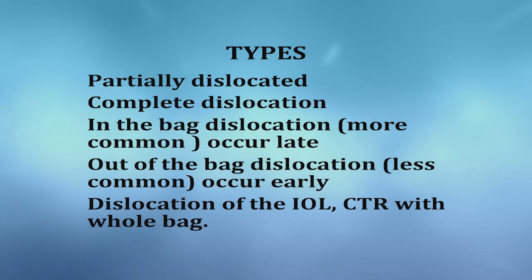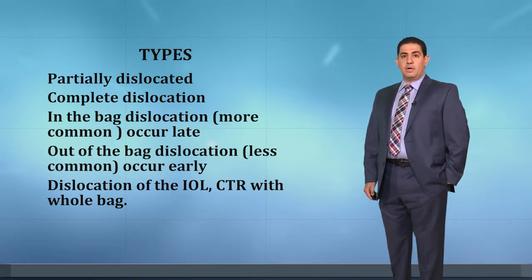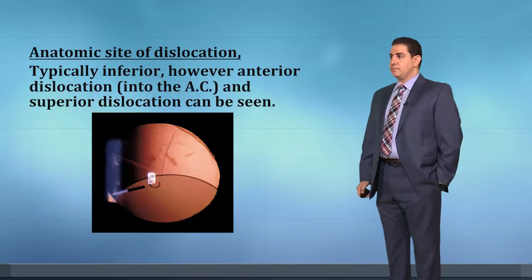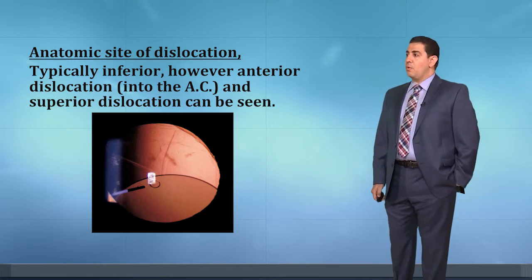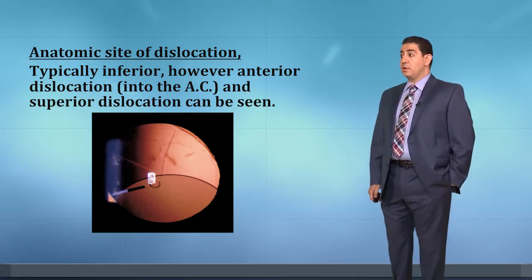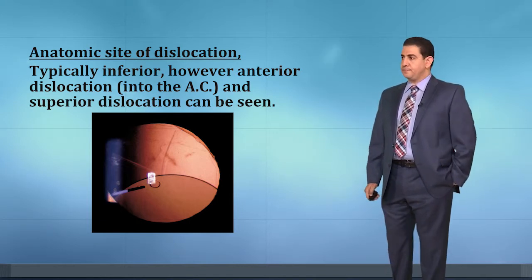What are the types of intraocular lens dislocation? There is partial dislocation and complete dislocation. In the bag dislocation is more common and occurs late. Out of the bag dislocation is less common and occurs early. And there is dislocation of the IOL with a capsular tension ring and the whole bag, which we call whole compartment dislocation. What is the anatomic site of dislocation? Typically inferior. However, anterior dislocation into the anterior chamber is rare, but it happens, and superior dislocation can be seen.